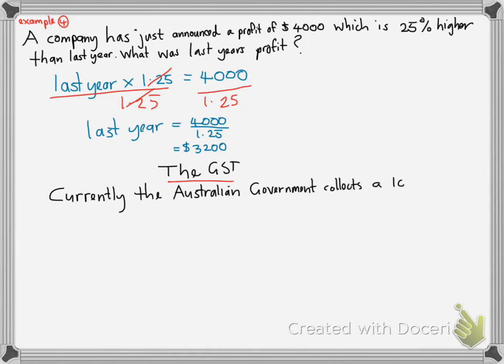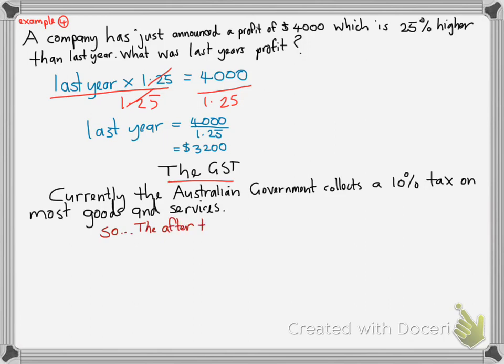Let's just briefly talk about the GST. So currently the Australian government collects a 10% tax on most goods and services in Australia. So after tax, the price of something is the pre-GST price times 1.10. So where do I get the 1.10? Right before the GST is added, the price has to be multiplied by 1. That will just make it the same price, but in addition we need to increase it by 10%. So that's where the 0.10 comes in.